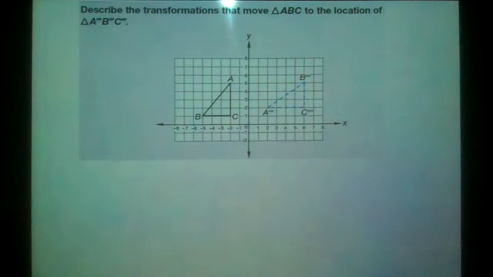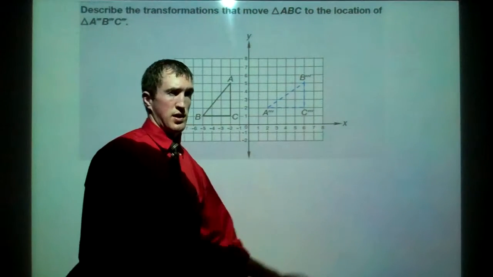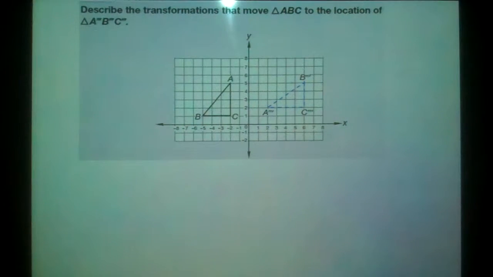Alright. So here they want us to describe which transformations we would use in order to get triangle ABC to look like this. I have all of them. They're going to line up down here, the ones we would have to do in order. We'd have to do multiple transformations to get it to look like this.